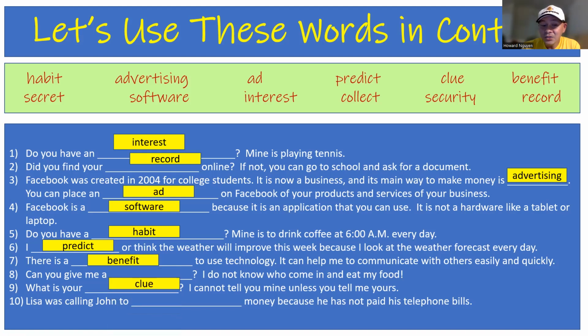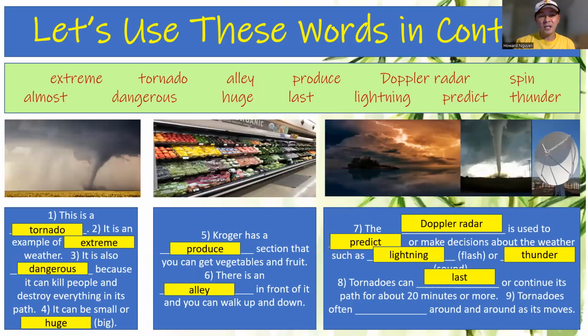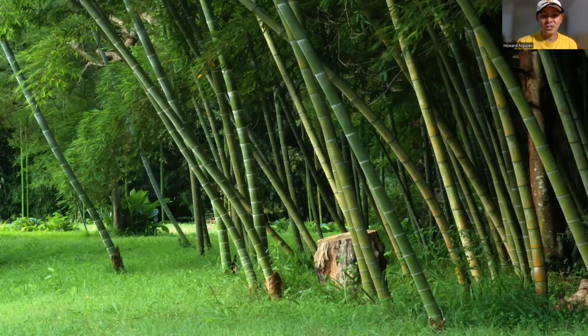Can you give me a clue? I do not know who comes in and eats my food. What is your blank? I cannot tell you mine unless you tell me yours. What is your secret? Lisa was calling John on the phone, ring, ring, ring, to collect money because he has not paid his telephone bills. So I hope you learned everything that we were discussing about technology.